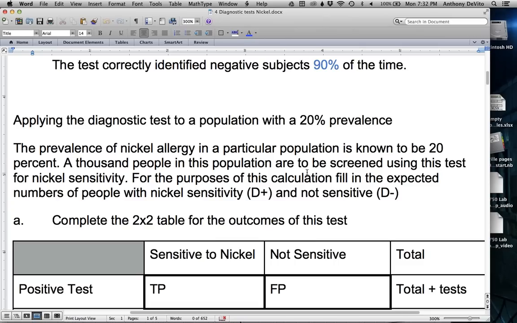Okay, so we know now this test. They've demonstrated that this test has an 80% sensitivity and, what did I say, 90% specificity. Okay, we're going to apply this test to a population.